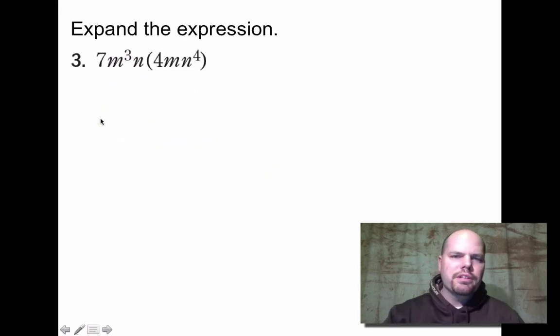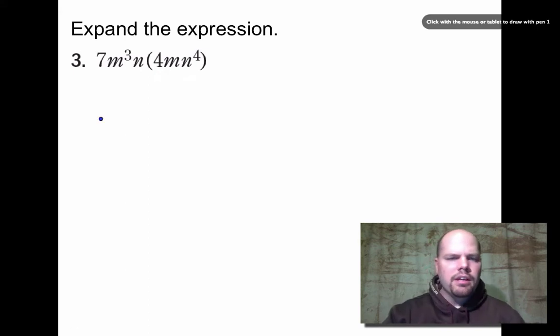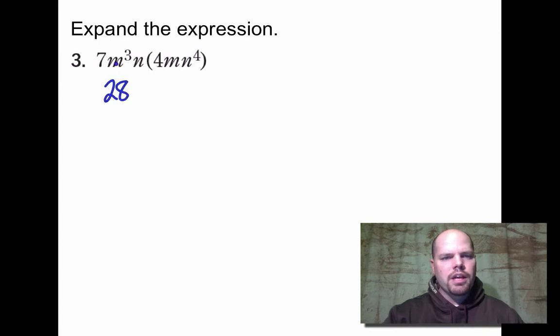All right, expand this expression. 7m cubed n times the quantity 4m n to the 4th. So another monomial times a monomial. So 7 times 4, that would be 28. M cubed times m would be m to the 4th. N times n to the 4th would be n to the 5th.